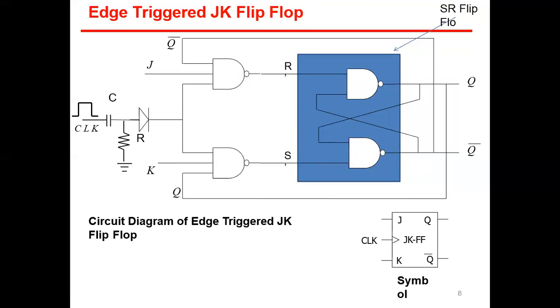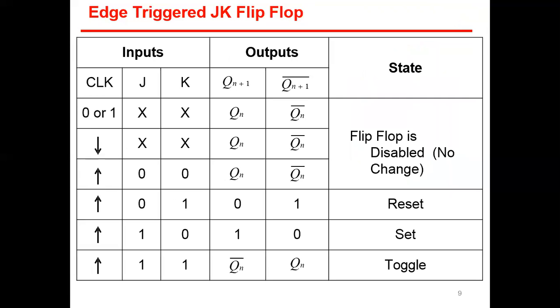The circuit diagram of the positive edge trigger and its circuit symbol are also shown over here. Now in the edge trigger JK flip-flop, the clock is 0 or 1. Whenever it is 0, there is no change. Whenever it is 1, Q and Q bar have no change. Same way 0 1 0, clock is high, it is set to 1. Once again 1 0 1, it is set to 1. Here with 1 1, that is called toggle.